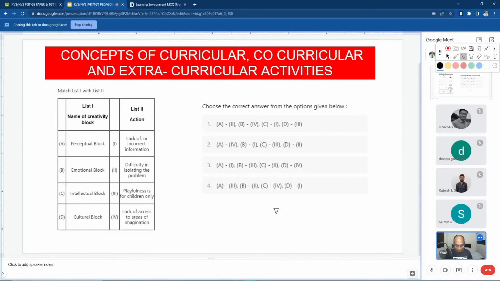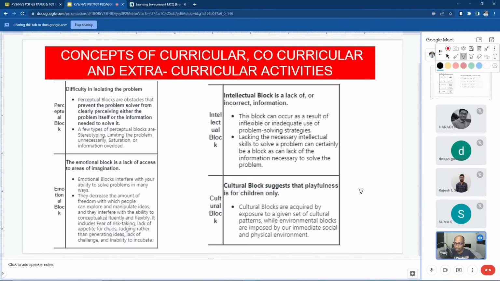Deepa ma'am. Match list 1 with list 2. Read first, name of creativity block, action. Name of the creativity block is perceptual block, emotional block, intellectual block, cultural block. And then actions are lack of or incorrect information, difficulty in isolating the problem, playfulness is for children only, lack of access to areas of imagination. Right. Let us discuss the answer.